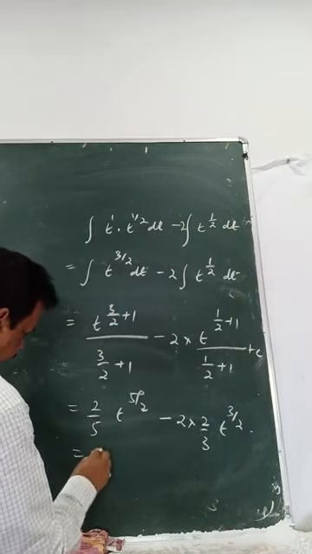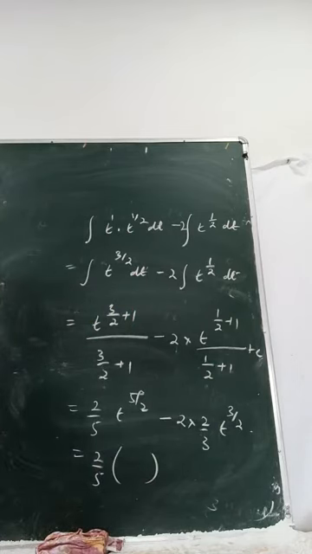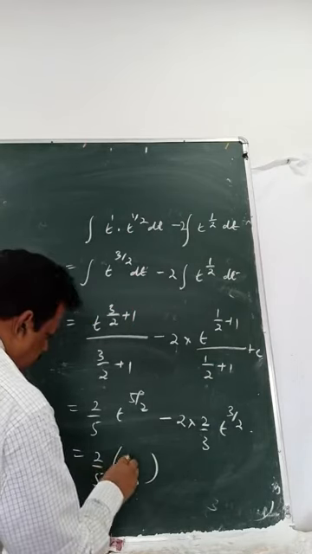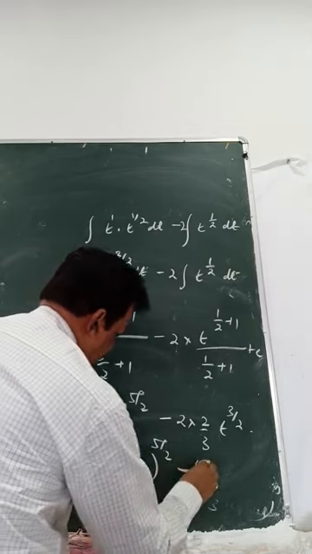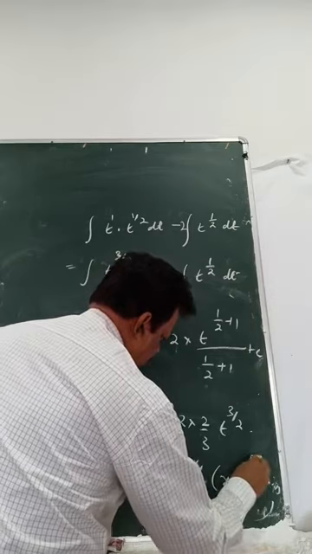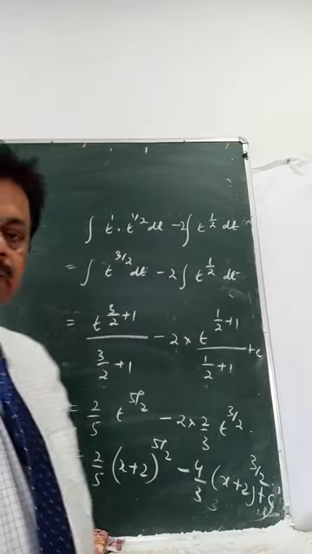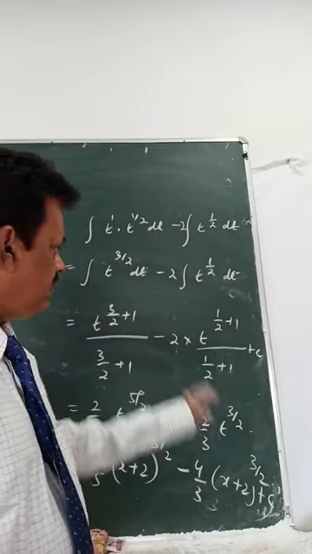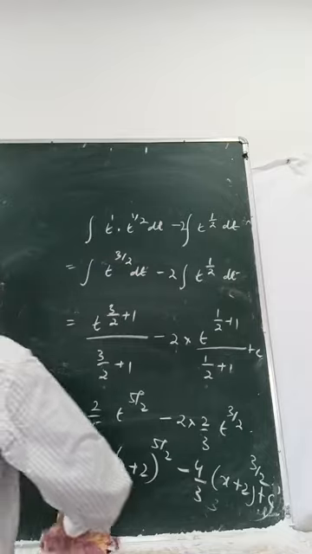So 2 by 5, what is t now? t is x plus 2. 4 by 3, again x plus 2, power is 3 by 2, plus a constant. So the only clue you have to find out is whose derivative is required. Okay, let me proceed with some more questions.